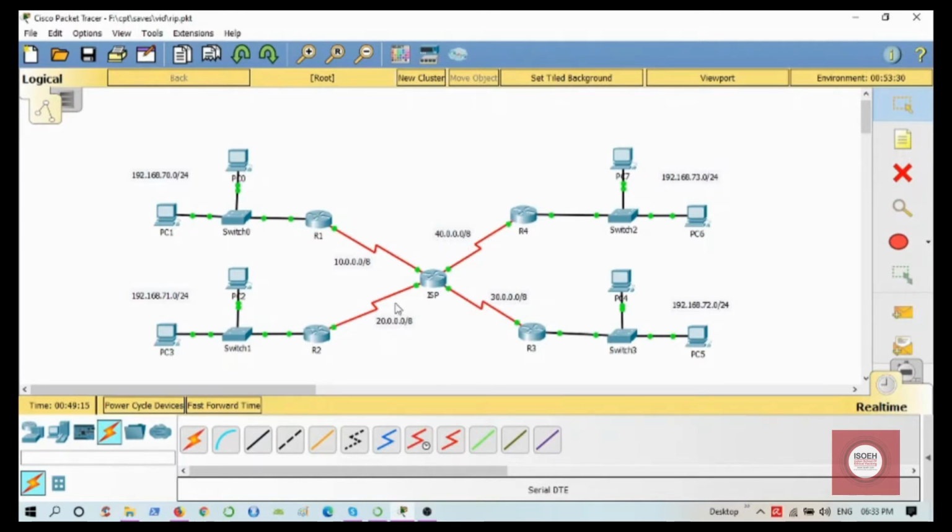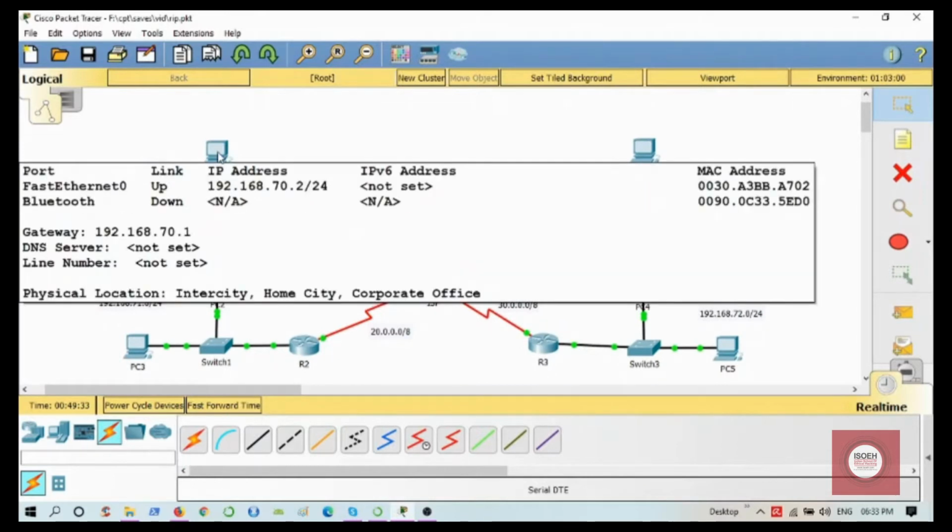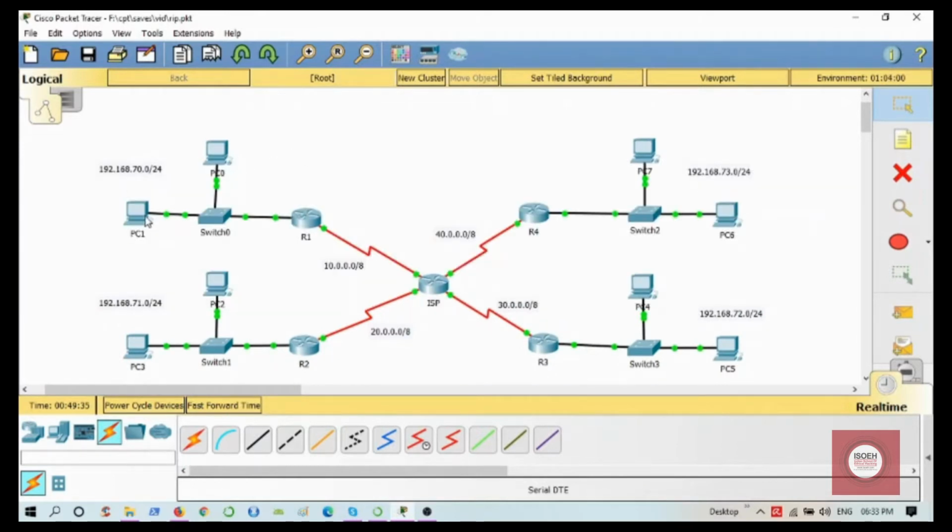Okay, now I have configured IP addresses to all the connecting ports of all the devices in this network. So all of them have got IP addresses. Let's check it out. See, all of them have IP addresses. Now let's move on to configure RIP.